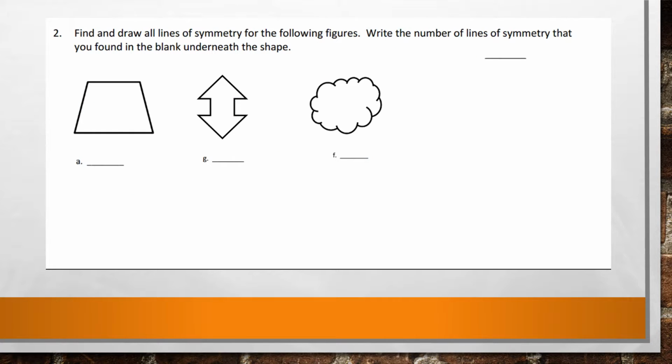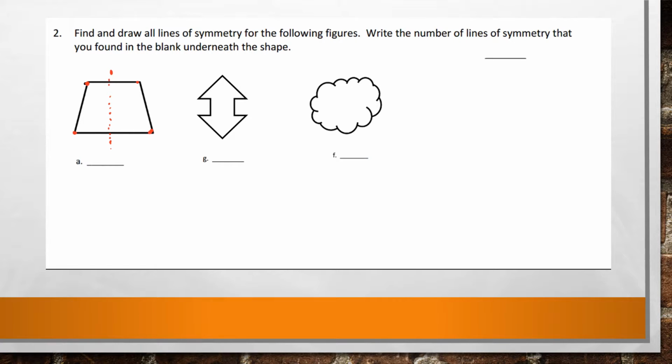Now that we've been able to decide if a figure has correct lines drawn, let's find and draw all the lines of symmetry for the following figures ourselves. We're going to write the number of lines of symmetry that we found in the blank underneath each shape. So if we look at A, again, I'm going to look at the points. If this point, the upper left, will meet the upper right, yes it will. Will the bottom left meet the bottom right? Yes it will. So I know if I folded this shape right down the middle, then that would be a line of symmetry. It would match.